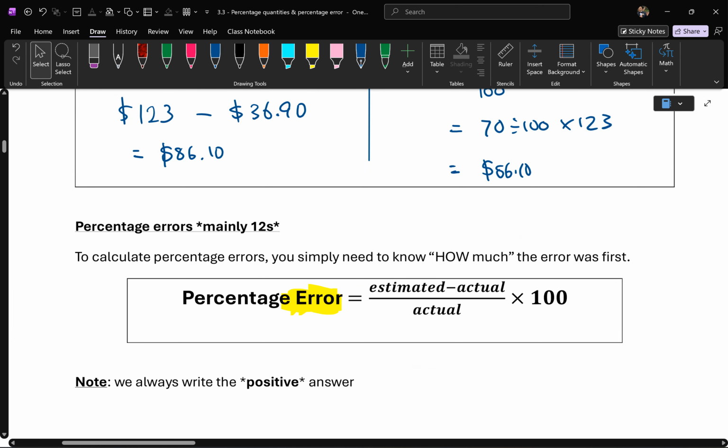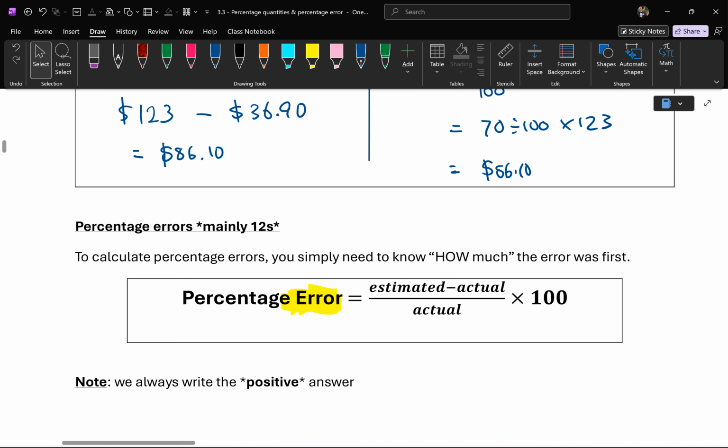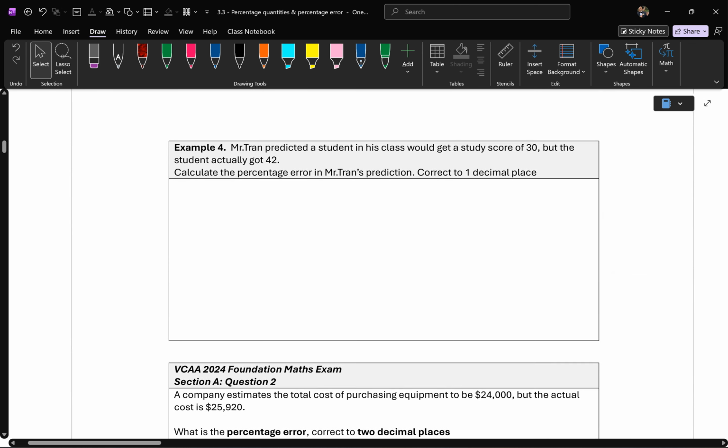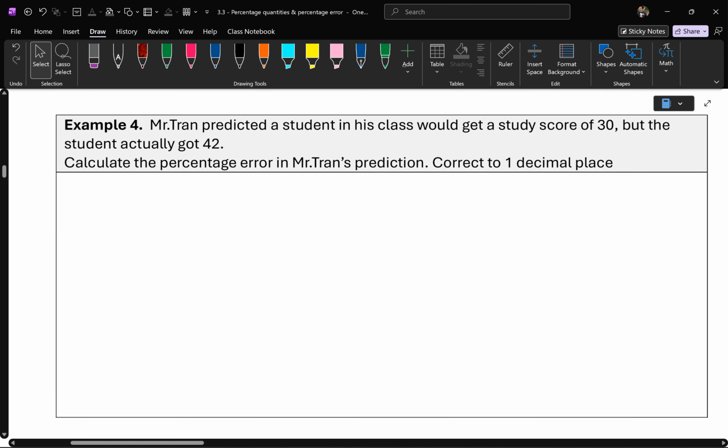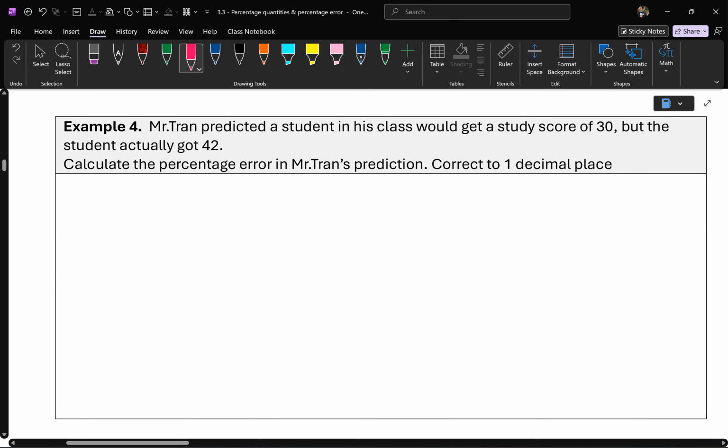Percentage error for the 12s, that's just the error that I've made based on my estimate versus what reality is. Whatever that difference is, convert it to a percentage. That's all it is. Yeah, so here's an example. That's why I wrote here, note, it's always positive, because they don't care about whether it's negative or positive. They just care about how much percentage of an error it is. Let's do an example. Turn over the page. Over the page, example 4.